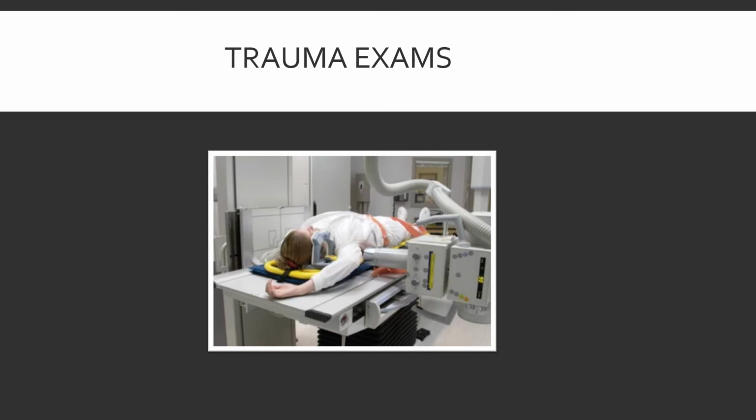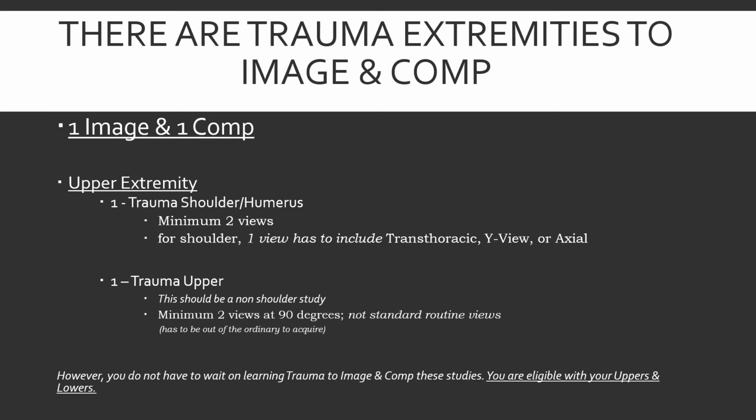Trauma exams. Lab testing on trauma. There are trauma extremities to image and comp. 1 image and 1 comp for each. Upper extremity. 1 trauma shoulder/humerus. It's a minimum of 2 views. For the shoulder, 1 view has to include the transthoracic Y and/or axial.